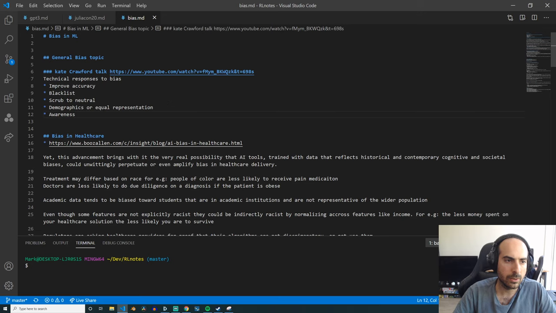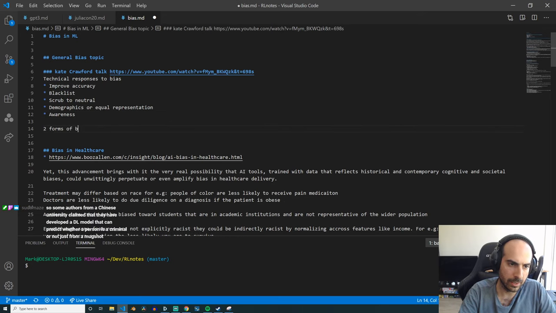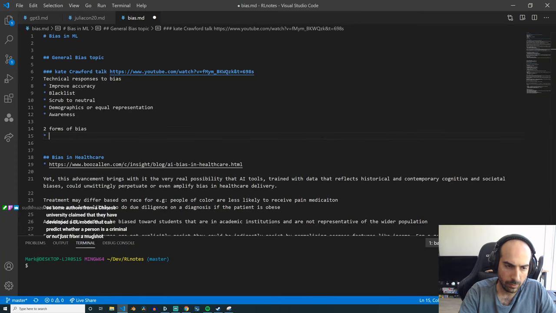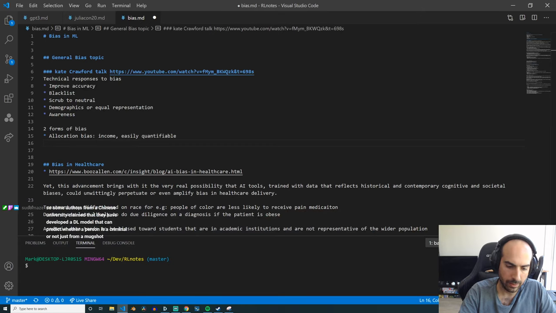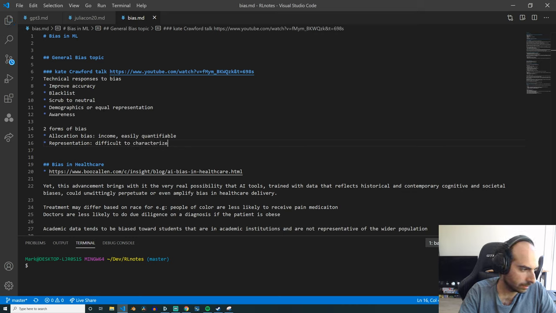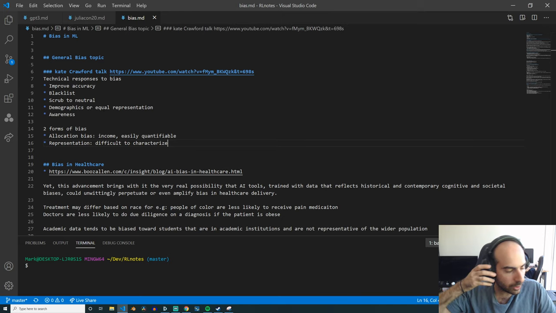Oh, I see. So she's saying there are two forms of bias. What she calls, I remember this, allocation bias, which is like, let's say, income, easily quantifiable. And then representation, which is difficult to characterize. Oh yeah, of course, this was actually mentioned here.